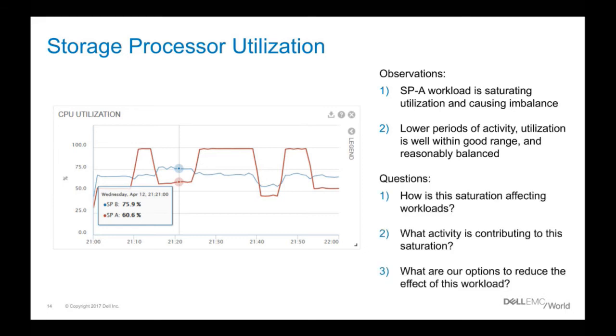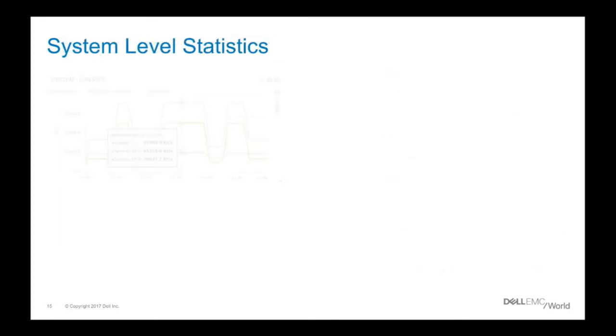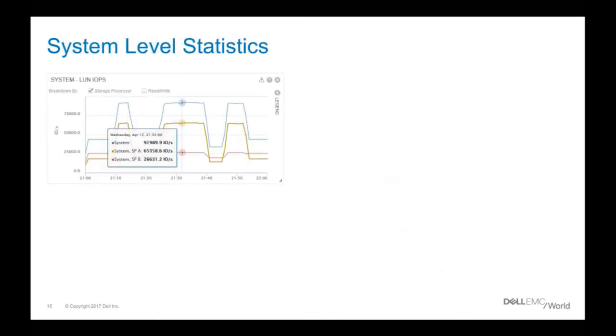So how is the workload or the saturation affecting the workloads? What activity is contributing to that? So we'll look at some more details. We're going to look at system level stats. Now system level stats are aggregate of the objects selected. So in this instance, we can see that we've got system LUN IOPS. So this will be all the block LUNs on the system, the aggregate of the IOPS for all of those LUNs.